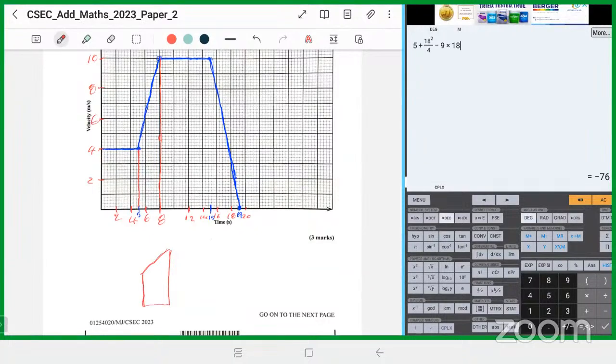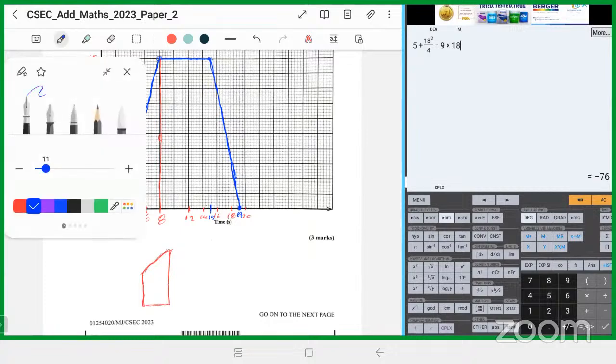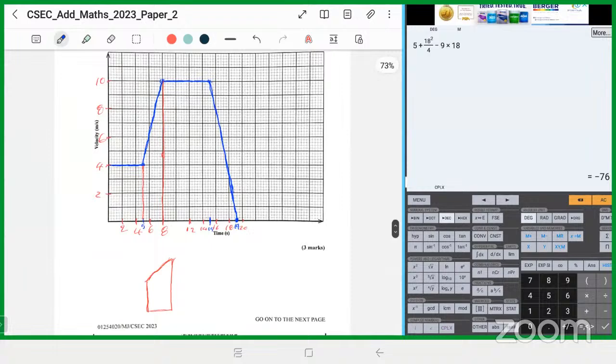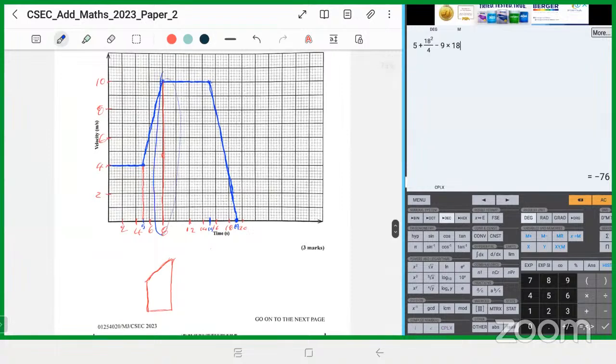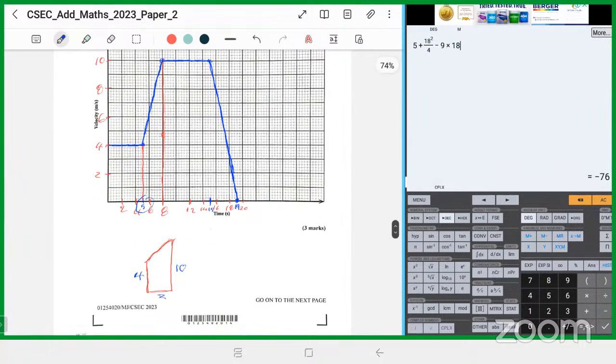The dimensions on this trapezium would be, firstly, here on the right side is 10. So this is 10. And then this short side is 4. Those are the parallel sides. And then the distance between them is between 5 and 8, so the distance between them is 3. So now the area of that thing.